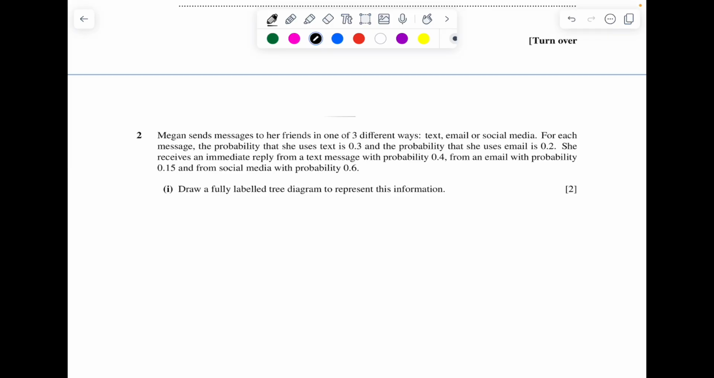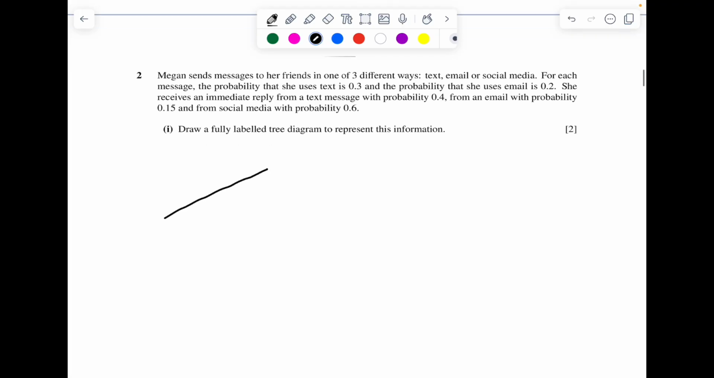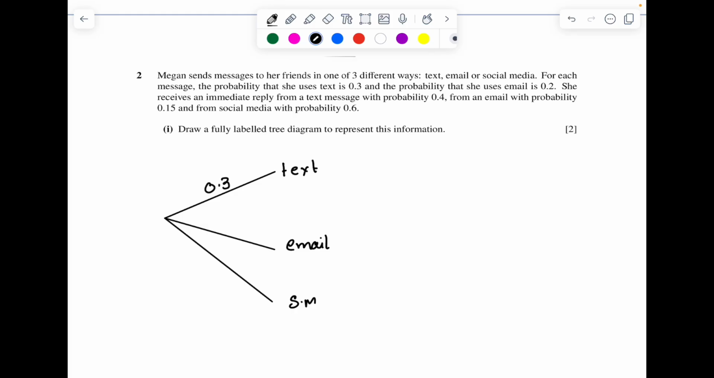What is being told? Megan sends messages to her friends in one of 3 different ways. So she'll be sending it out in 3 different ways: 1, 2, and 3. Either it can be a text, an email, or on social media. So text is 0.3, email is 0.2, and social media is 0.5. She receives an immediate reply from the text message. The probability that she uses text is 0.3 and the probability of email and so on is given.